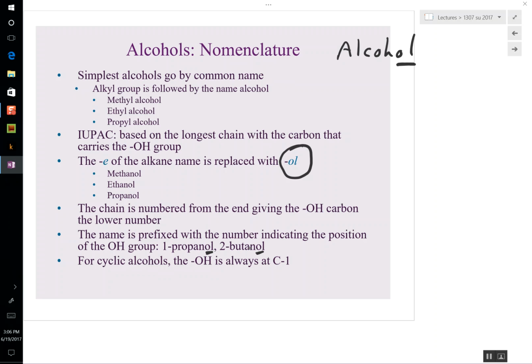We're going to count the longest chain, 6 carbons long. It's going to be hexane. We're going to drop the E, add OL. It'll be hexanol. And then we have to number the chain from the end, giving the OH the lowest number, and then prefix the name with a number to say where that OL is. An OL is an OH group. Where is it? In propanol, it can be on the first carbon or the second carbon. Butanol, it can be on the first carbon or the second carbon.